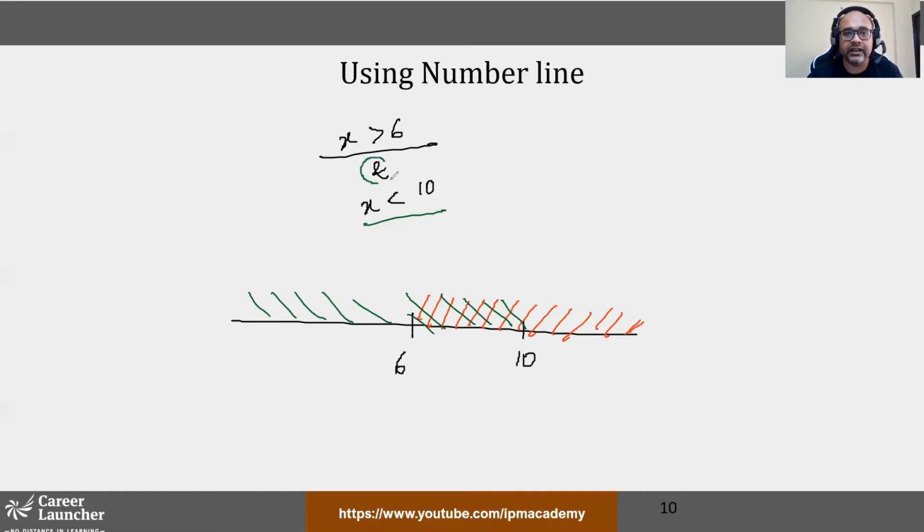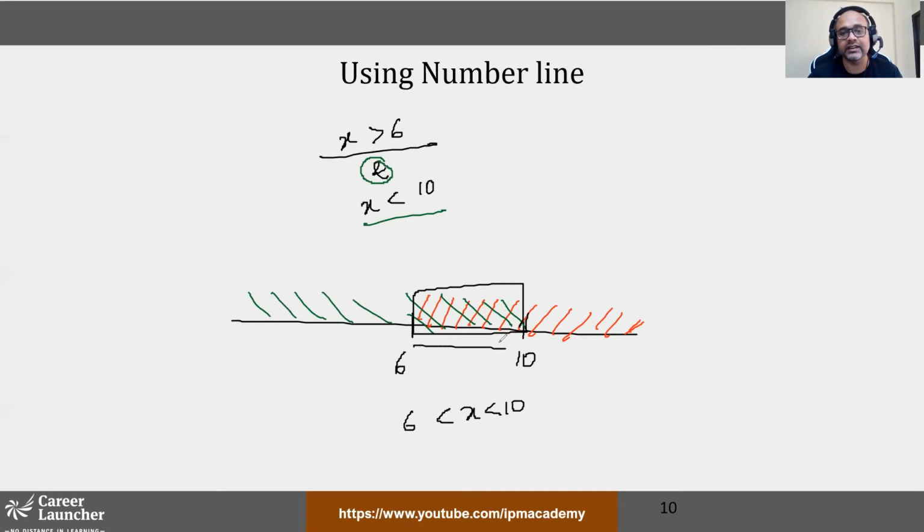We're going to discuss "and" and "or" in detail in the next video. But right now, "and" means combination. Combination means what is common for both. Common for both is the area where both red and green lines intersect. And you can see that the area is this. So it is between 6 to 10. So x is less than 10, but it is greater than 6.